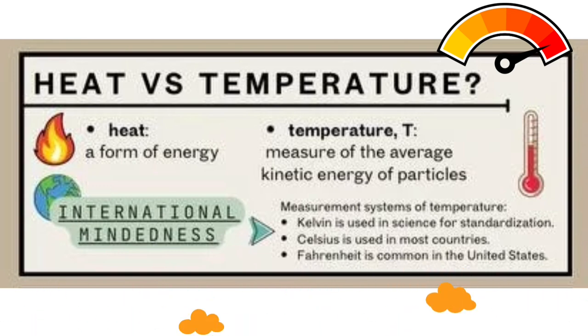Different measurement systems are used for temperature worldwide. Kelvin, ideal for scientific standardization. Celsius, commonly used in most countries. Fahrenheit, predominantly used in the United States. Understanding these differences helps us grasp the energy changes in reactions.